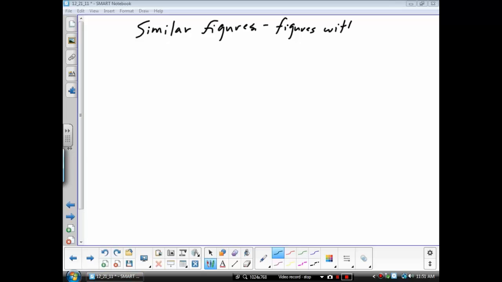No, that's next. That's now. Similar figures, similar polygons. But what we're giving right here is true for any pair of similar figures. Similar figures are figures with the same shape, but not necessarily the same size.